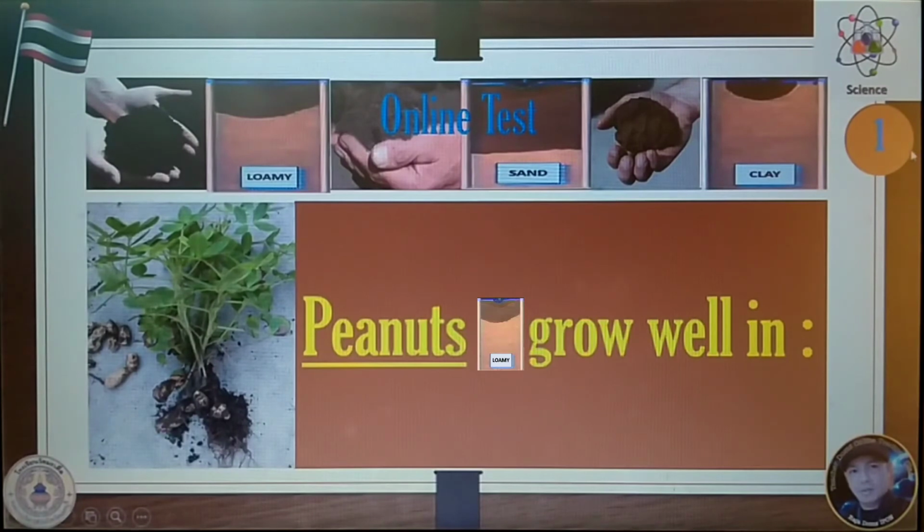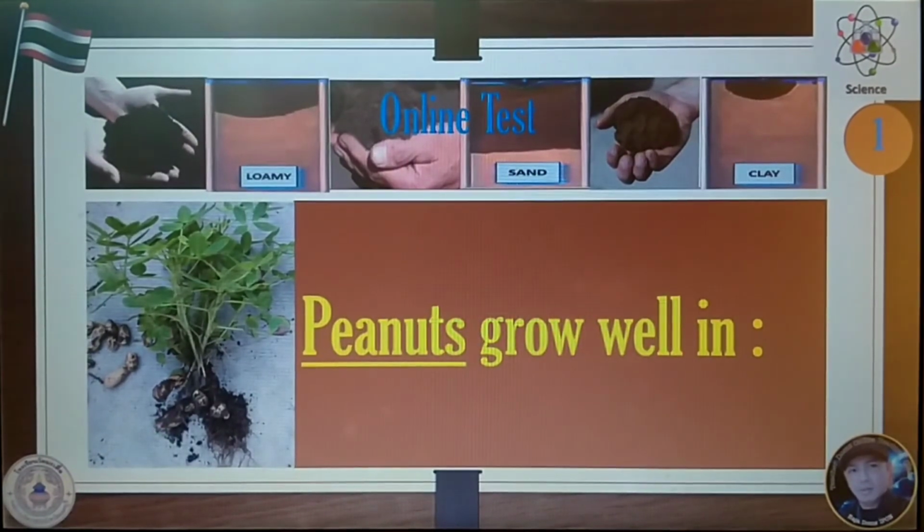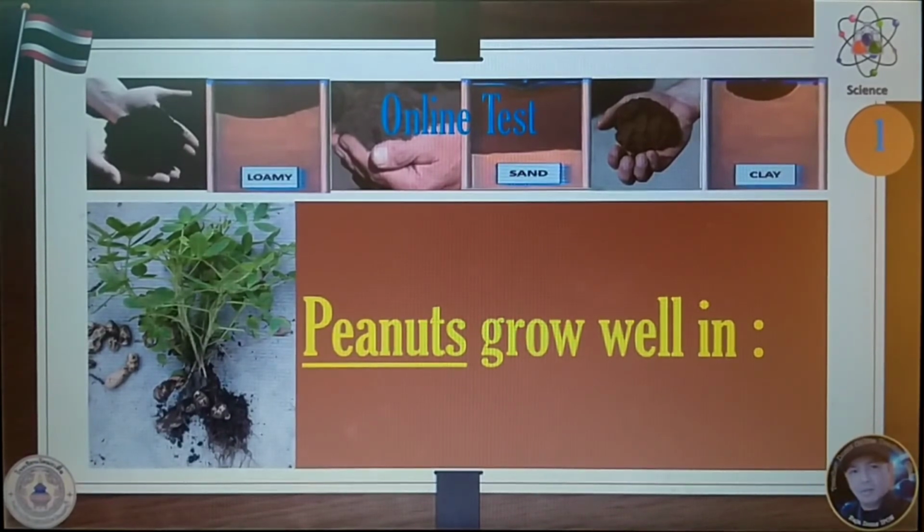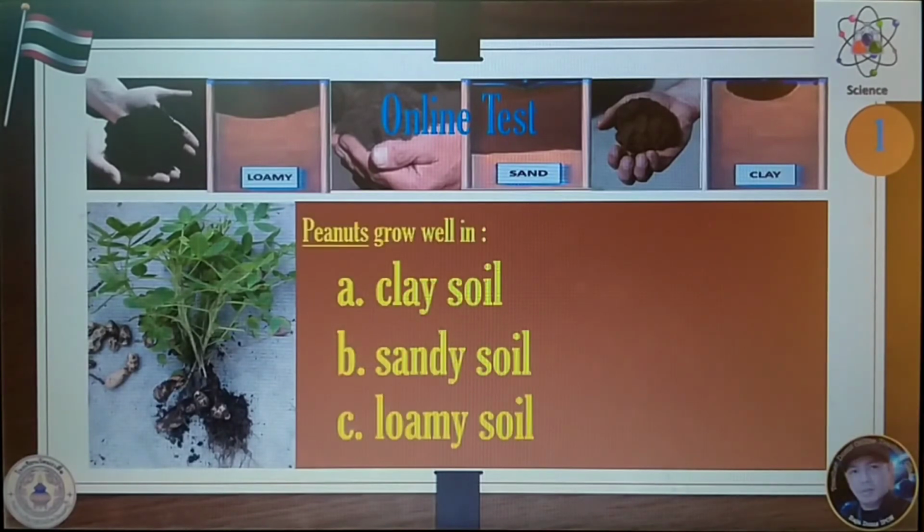Online test 1. Peanuts grow well in A. Clay soil. B. Sandy soil. C. Loamy soil.